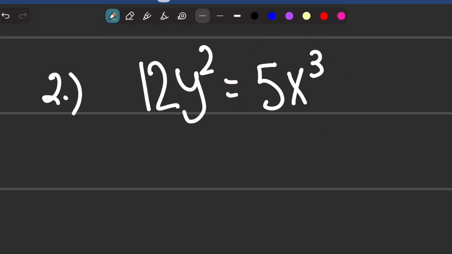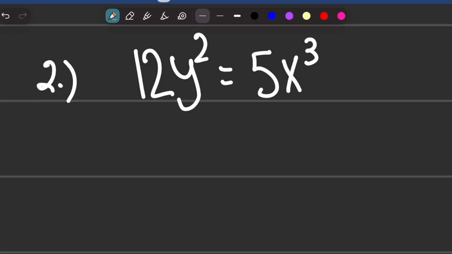So the steps are the same, right? The first step is to differentiate both sides. So what is the derivative of 12y squared? Go ahead and try that. Pause the video and then come back to it once you've gotten the derivative.